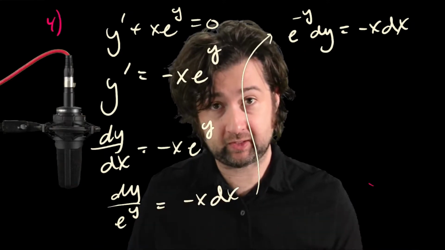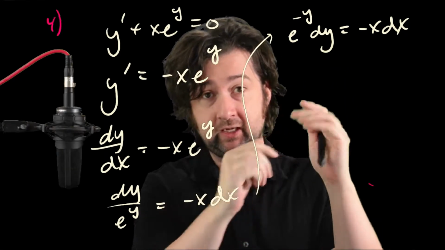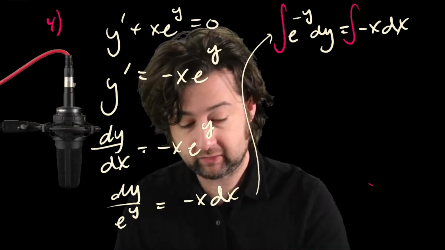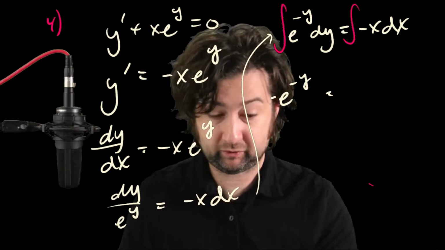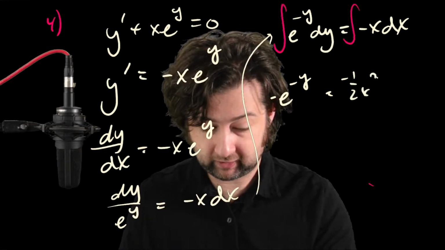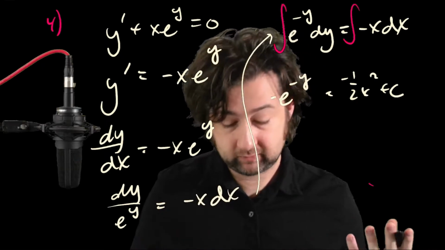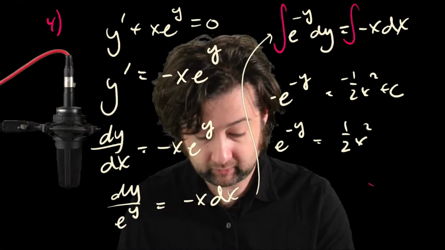You can integrate both sides because we have a dy side and a dx side. Everything is multiplied, and so we're set up for a separation. The integral of e to the minus y is minus e to the minus y, and the integral of minus x is minus 1/2 x squared plus c. And at this point, you just solve for y. E to the minus y is equal to 1/2 x squared plus c.